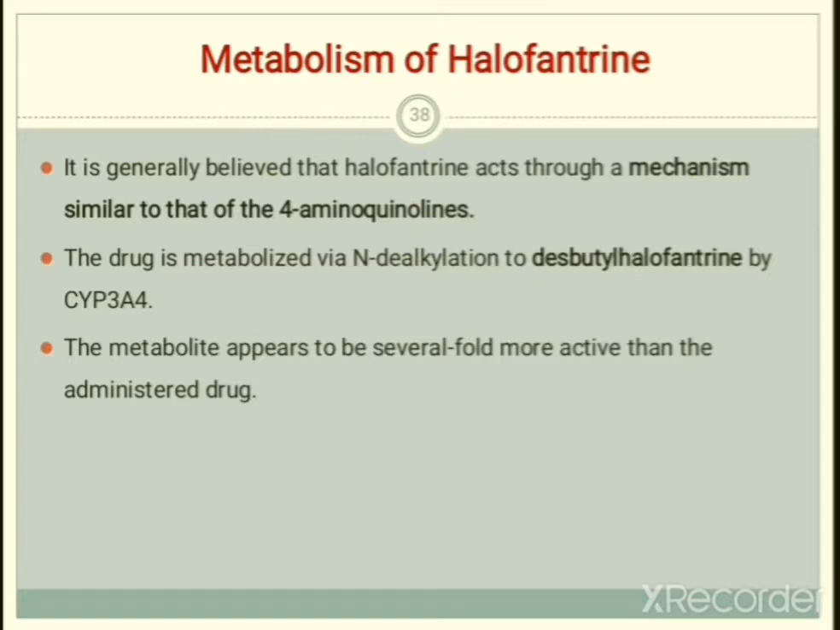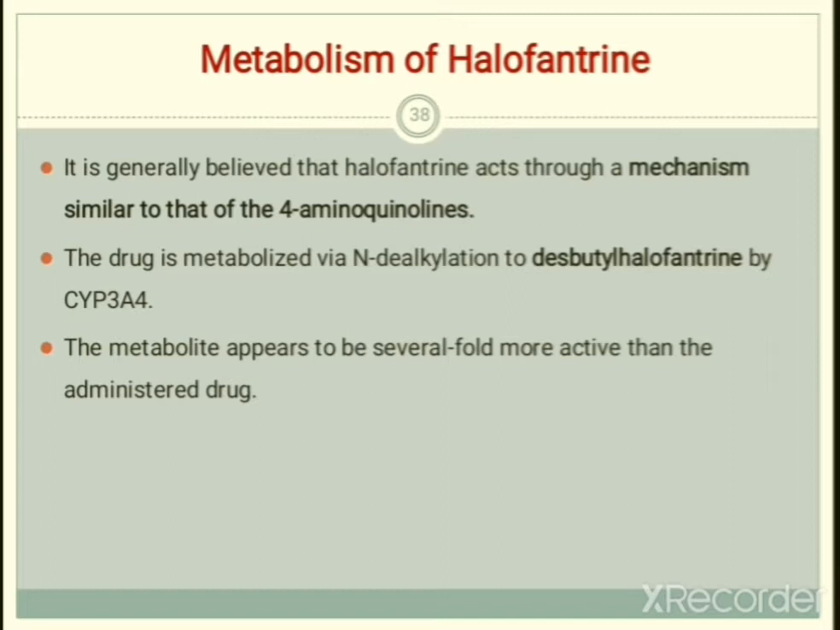So it is generally believed that halofantrine acts through a mechanism which is similar to that of 4-aminoquinoline. Okay, meaning the mode of action of halofantrine is similar to that of 4-aminoquinoline. So what is the 4-aminoquinoline mode of action?